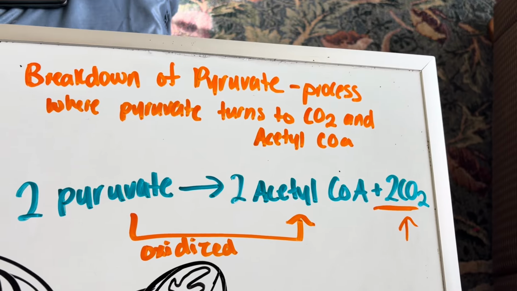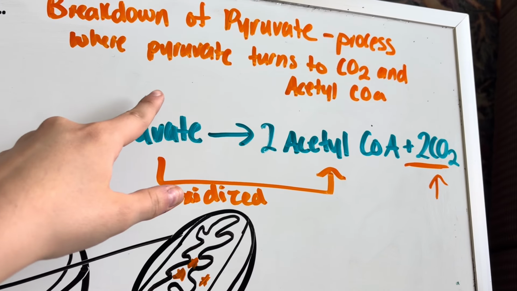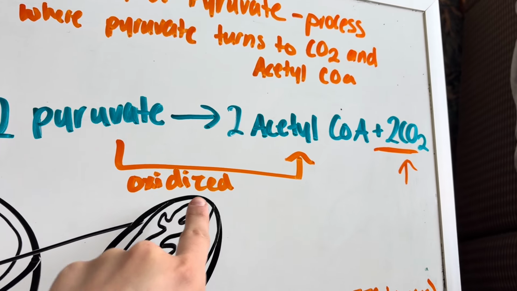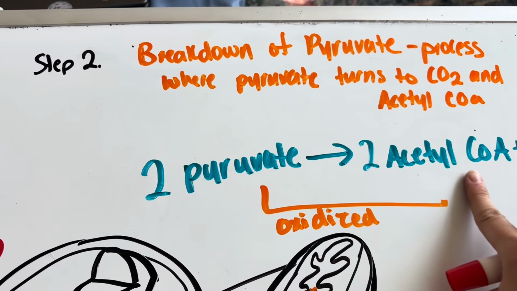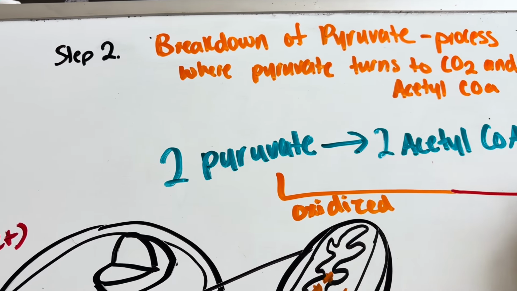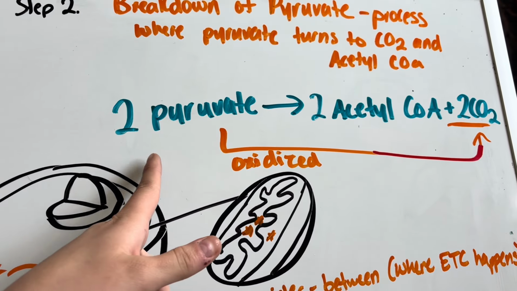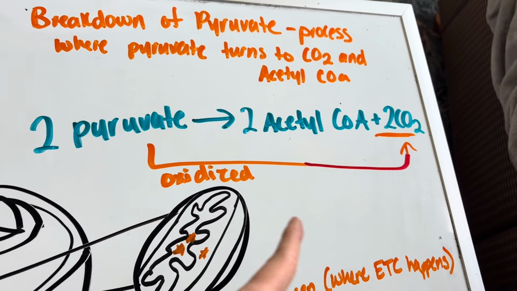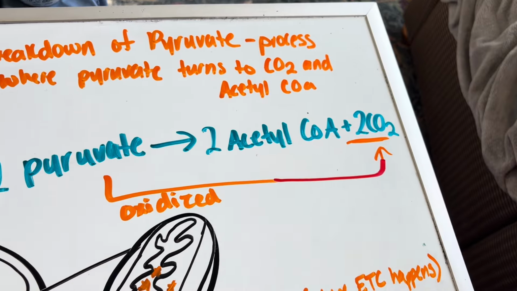Okay, step 2 is breakdown of pyruvate. We have this pyruvate being oxidized again. Pause. It's going to be oxidized into CO2. And so we have this pyruvate, we oxidize the carbons, and now they're being breathed out as those 2 CO2s.